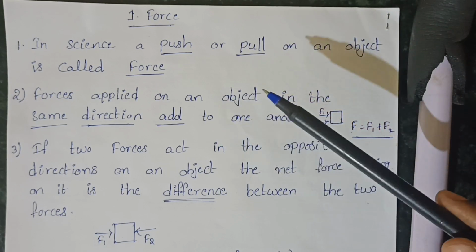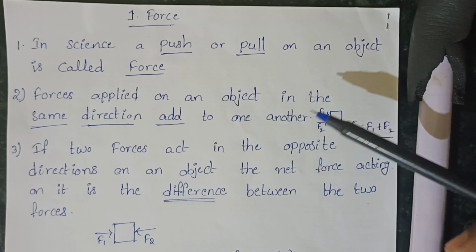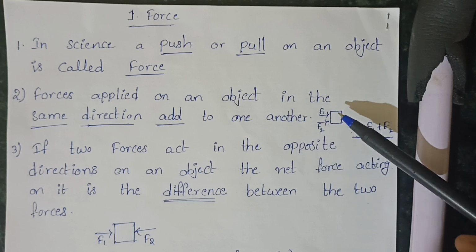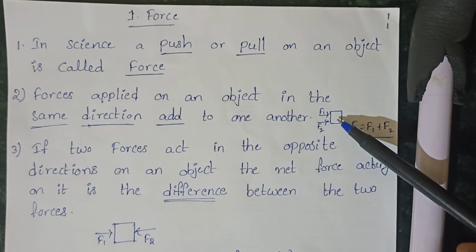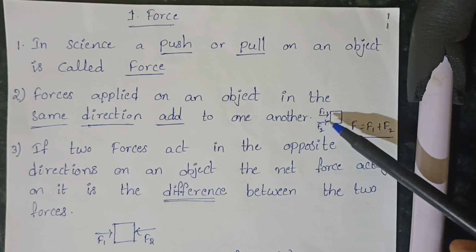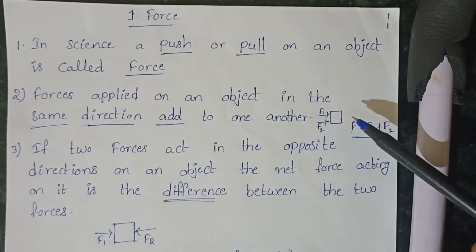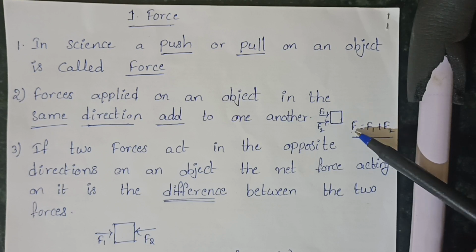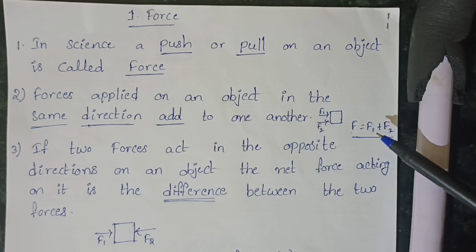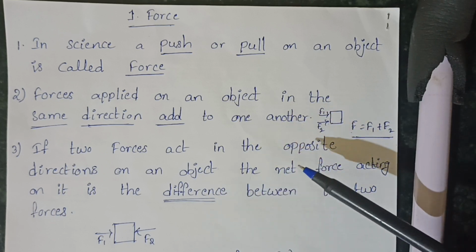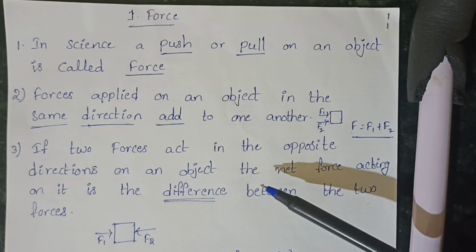So second point is forces applied on an object in the same direction add to one another. Suppose for example, if there is a box, two forces F1 and F2 are acting on the box in the same direction. So then the net force acting on the box is given by F is equal to F1 plus F2. We should add the forces which act in the same direction.